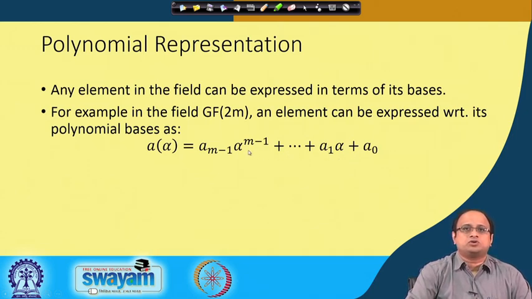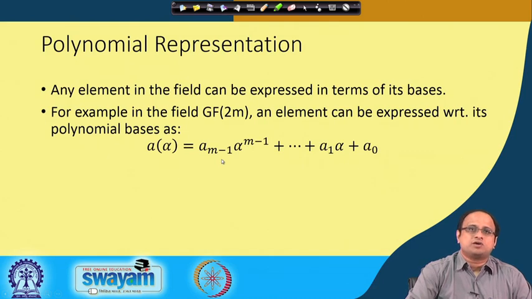So, if I want to express any element, say in GF(2^m), an element can be expressed with respect to its polynomial basis as a(alpha). So, you can see that I now have a general representation, which is a(x), but I have now taken a specific instance of that.